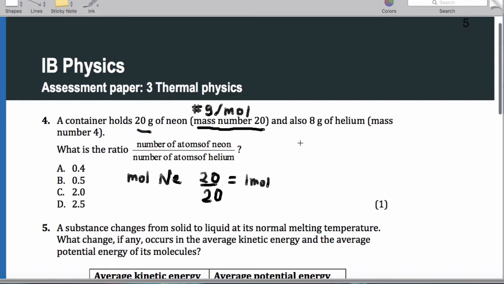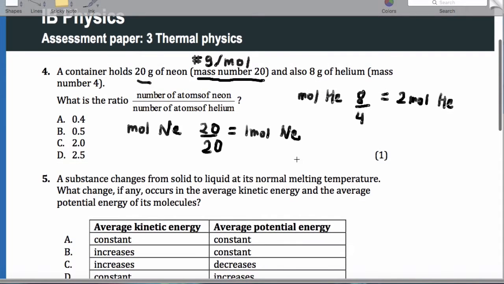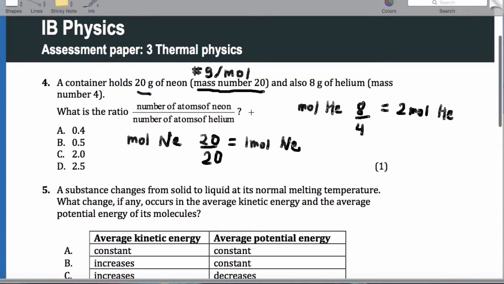And to get the moles of helium, I'm going to take 8 grams of helium divided by the 4 grams needed to make up a mole, and that's going to give me 2 moles. And you know what? I should be a little bit more careful. That's He here for helium, and Ne here for neon. So if I want the ratio of atoms of neon to atoms of helium, that's going to be this 1 mole divided by 2 moles. And that's how I'm getting 0.5.